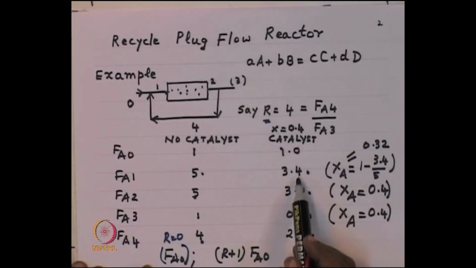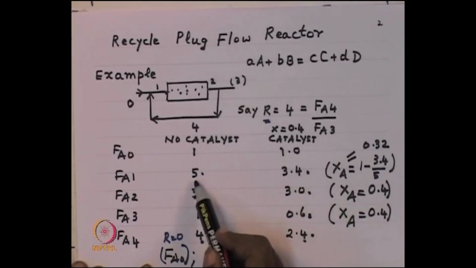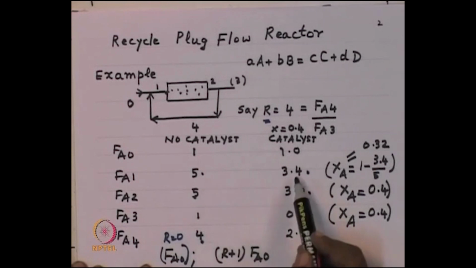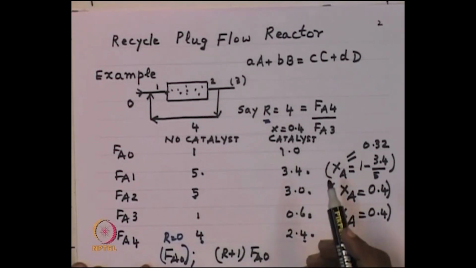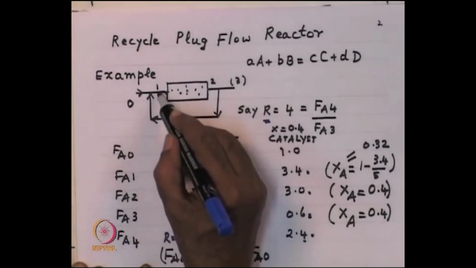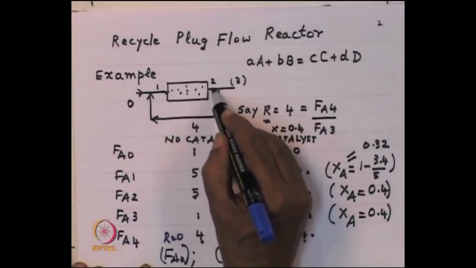Conversion at 1 should be 3.4 divided by 5. So, what is 3.4 divided by 5? 1 minus, is it okay? 0.32. So, it shows that conversion here is 0.32 and here it becomes 0.4.